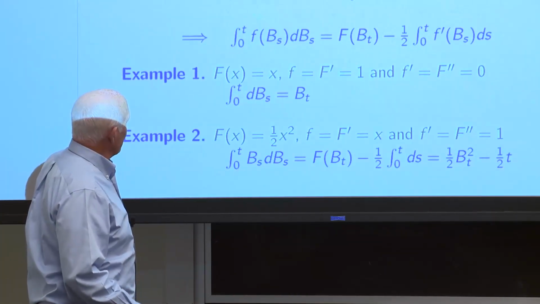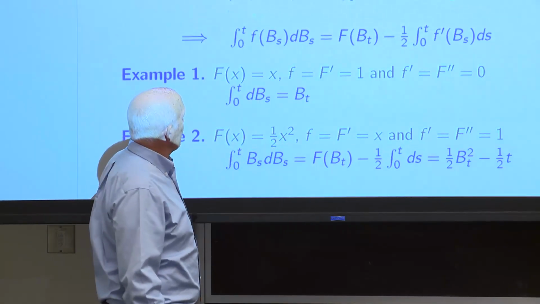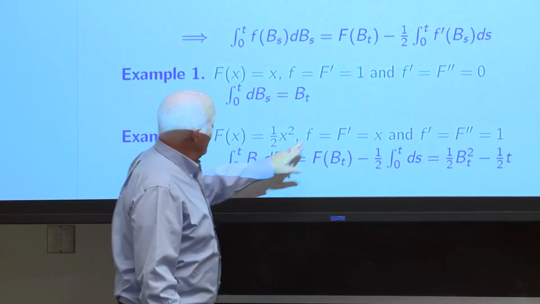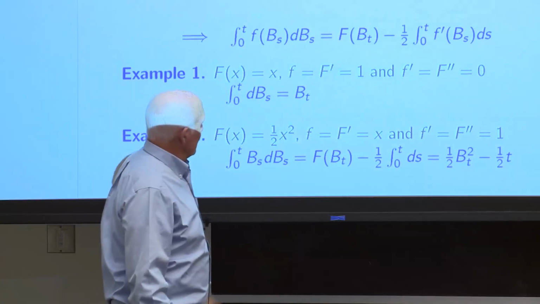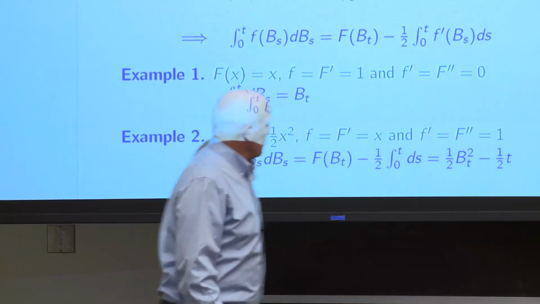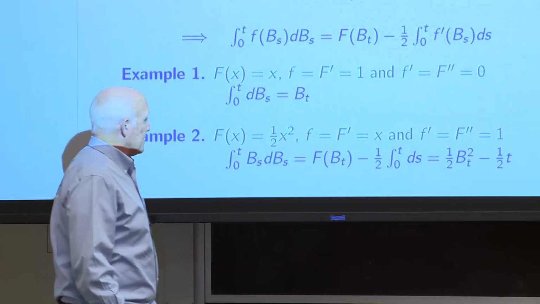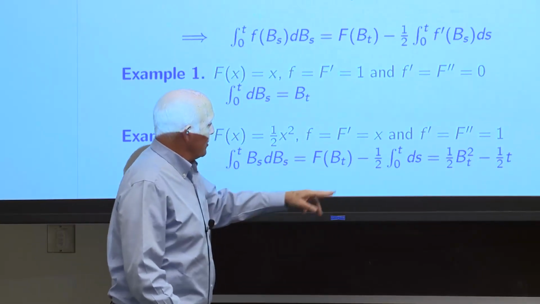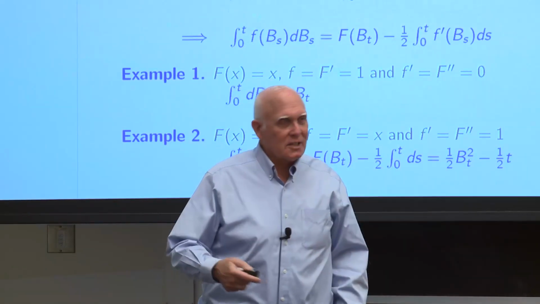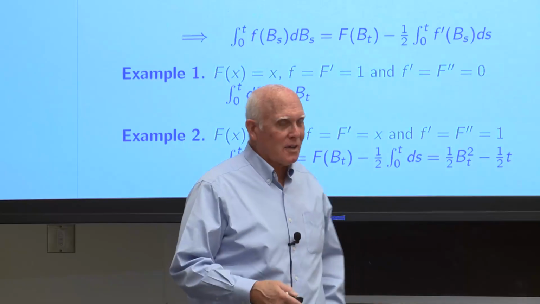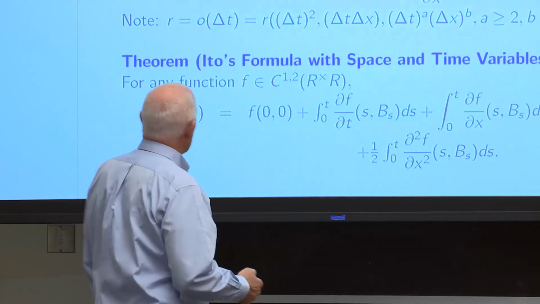And if we consider capital F equaling a half x squared, then little f is equal to x, and little f prime is equal to 1. And so we get the integral of Bs dBs is F of Bt minus that, which is a half Bt squared minus a half t. So this gives us a verification of the limiting results we went through before with these Ito integrals.